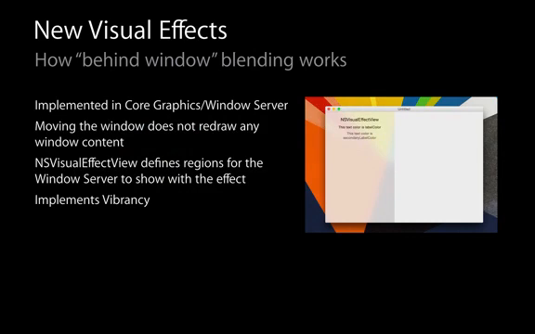So how does this work? How does the behind window blending actually behave, and what does it do? Well, our implementation is in Core Graphics in the window server. This means that as your window is moving around, none of the content in your window is actually redrawn. It's managed for you automatically by our window server. What NSVisualEffectView does is it defines regions with the window server to tell it, hey, this is the area that I want to be vibrant or to be blurred, and do it automatically. The visual effect view also implements vibrancy, and I'm going to discuss that in detail in a little bit.